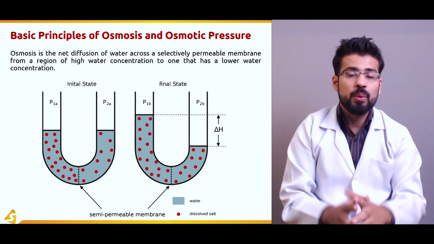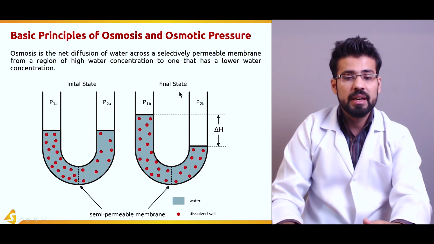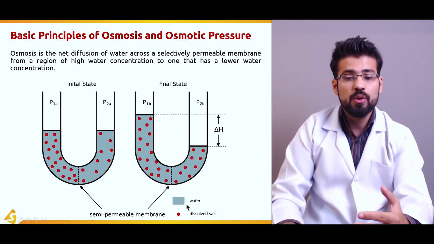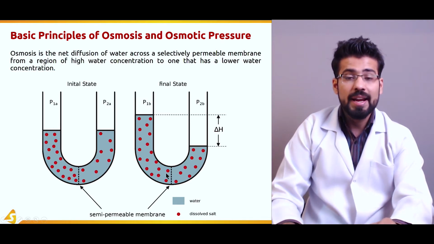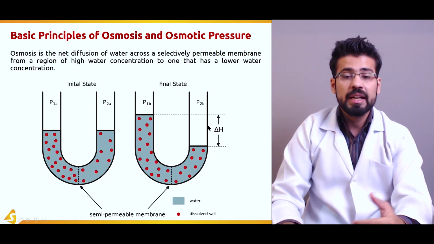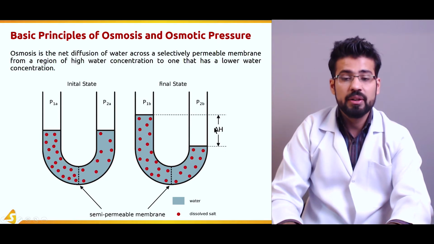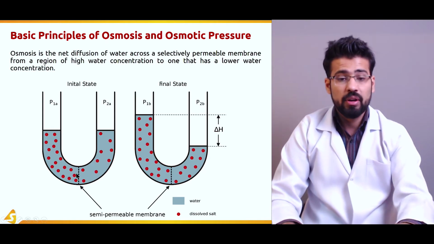So with the passage of time, there would be a final state where the water will have moved from a region of low solute concentration to a region of high solute concentration, increasing the osmotic pressure over here, which can be represented and calculated by the difference of the height of these two compartments. So water has moved from a region where there was less concentration of solute to a region of high solute concentration.